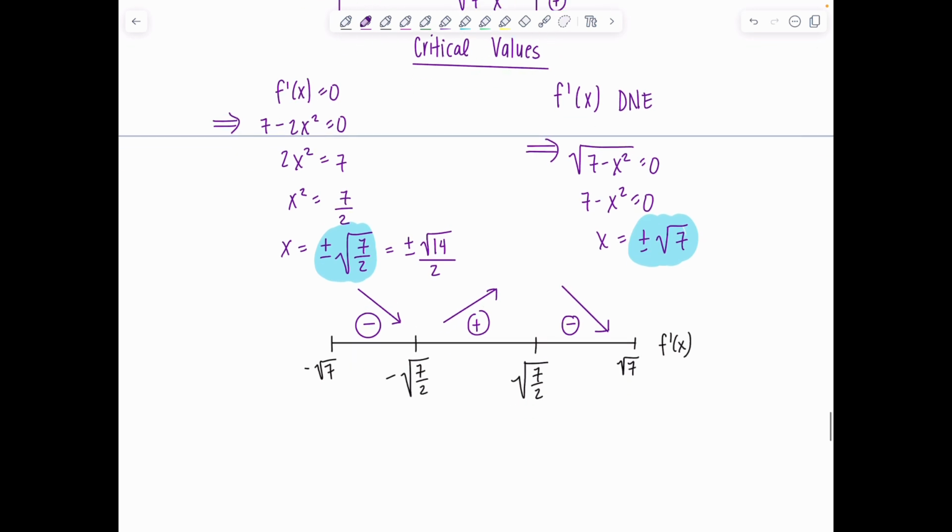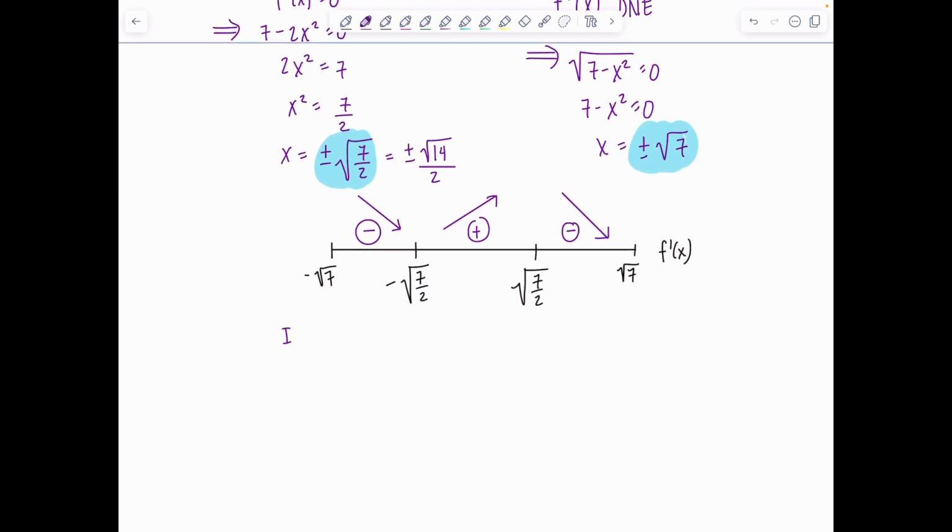Okay, so let's go ahead and list the intervals of increase and decrease. The function is increasing from negative rad 7 halves to rad 7 halves. If you want to rationalize the denominator, if that bothers you, negative rad 14 over 2 to rad 14 over 2.